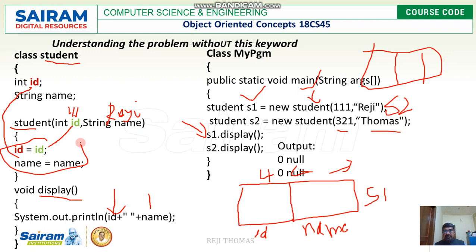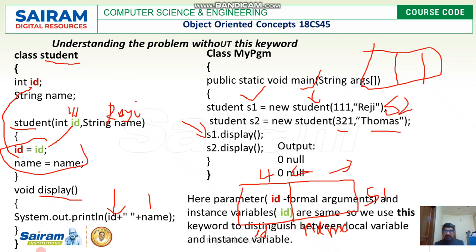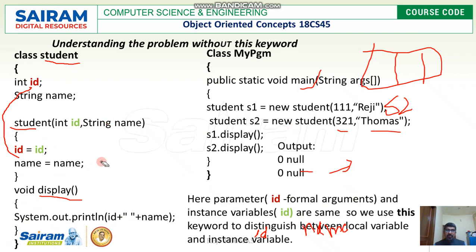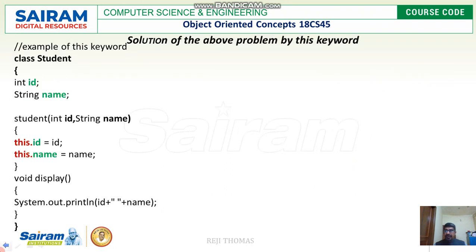So to overcome this, we are going to use a keyword called this. Let us see how we can change this program using this, or what difference the keyword this is going to make in this program. Let me repeat: the parameter ID, which is your formal argument, and the instance variable ID are the same. So we are going to use the keyword this, and we are going to rewrite the previous program like this.